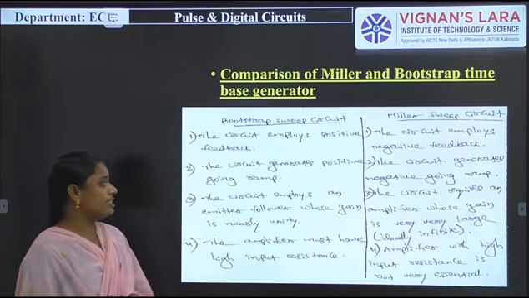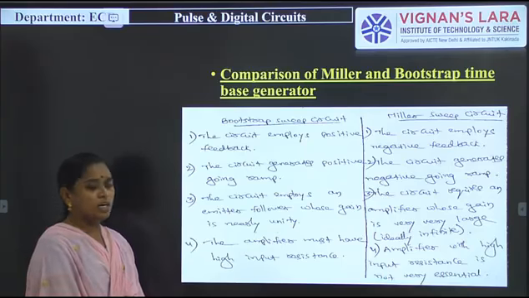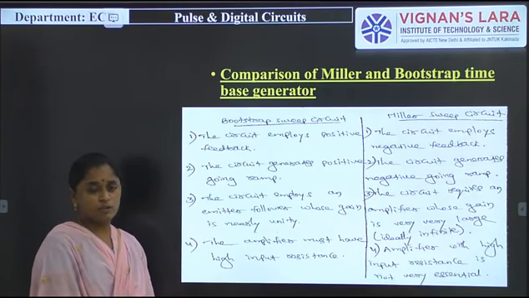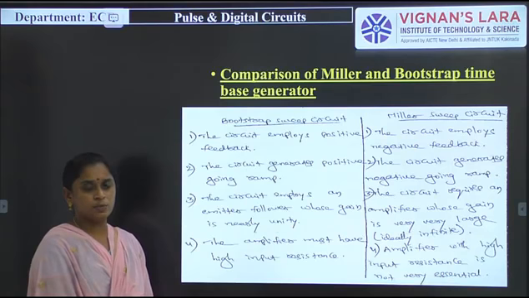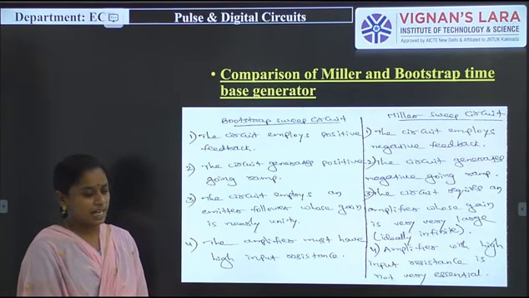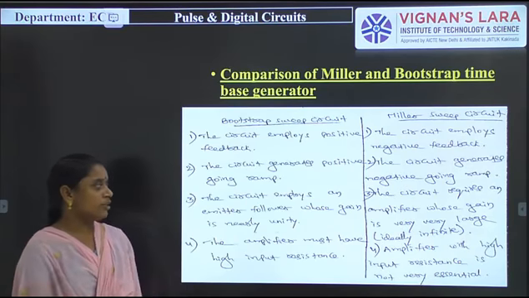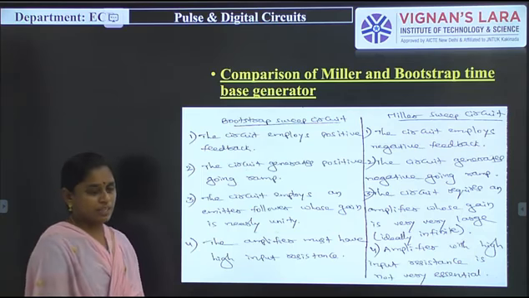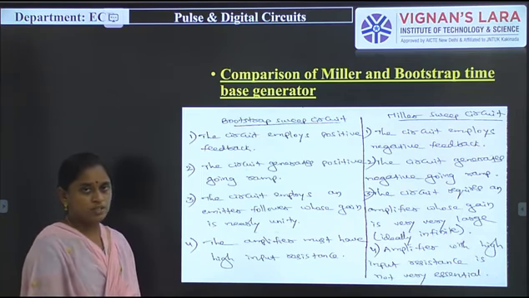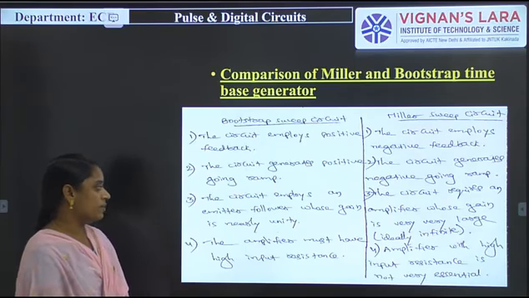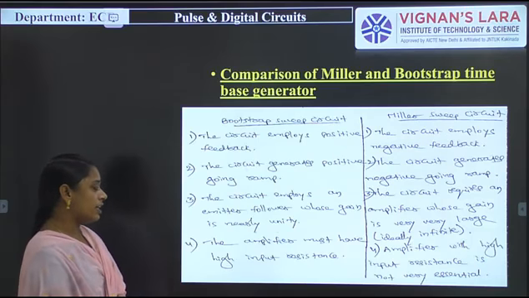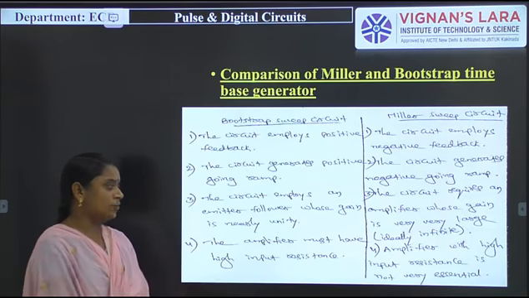And another thing is the circuit employs an emitter follower. So in the bootstrap circuit we have to use the emitter follower. The gain of this bootstrap circuit is unity. At the same time, here also the circuit requires an amplifier. In the Miller circuit we use an amplifier circuit whose gain is infinite. So these three are the major important things. And the final one is the amplifier having high input resistance.